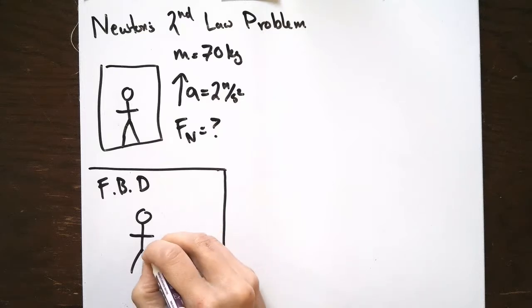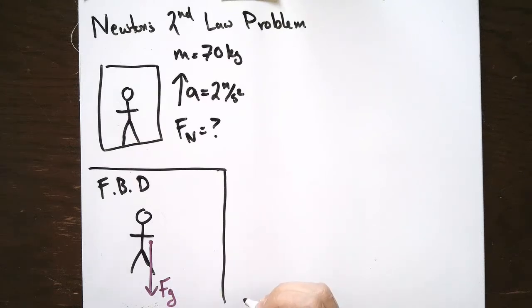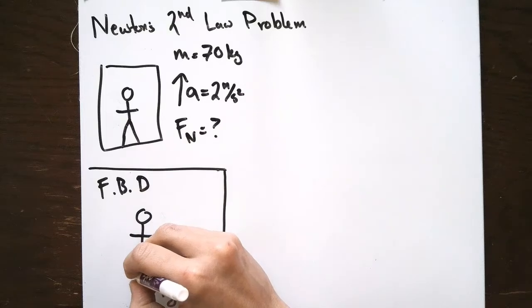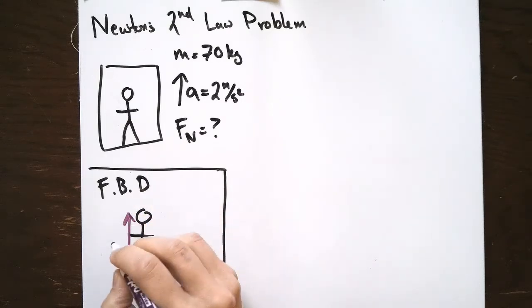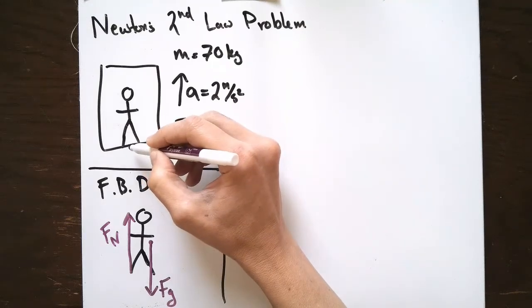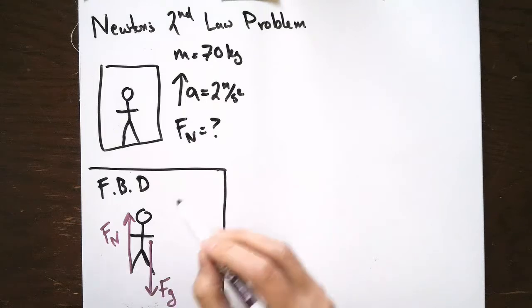So forces we've got. This elevator is probably near the surface of the Earth, so we are going to have the force of gravity. He is touching the elevator here, so we're going to have a normal force, that is a surface force. Anytime you've got two objects touching surfaces, you should look for those surface forces, like the normal force and friction. And what else?